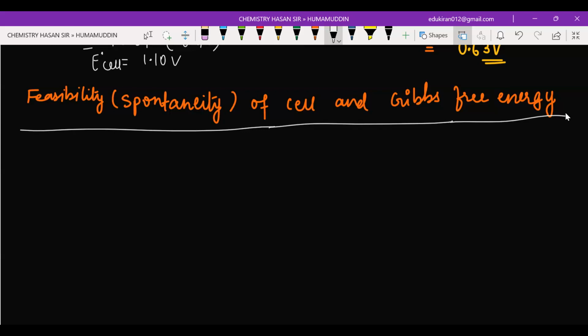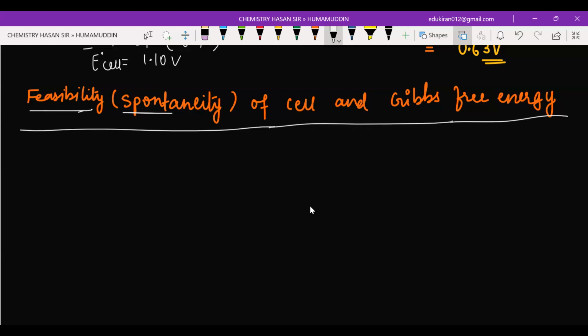So could you repeat that? See, feasibility or spontaneity, that means a cell that works on its own. It doesn't require any external agent like temperature, pressure, and all.